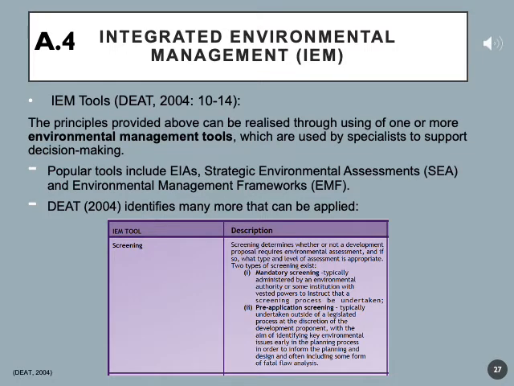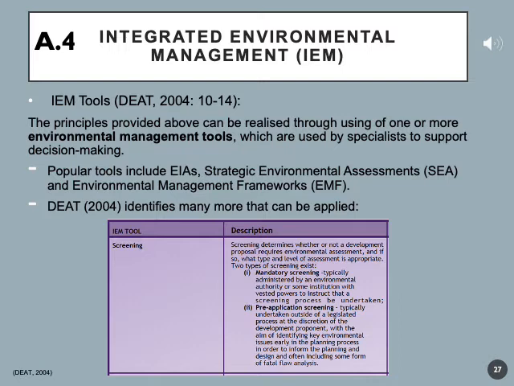We've looked at the principles of IEM, and now we look at the tools or instruments. The principles above can be realized through using one or more environmental management tools or instruments, which are used by a specialist to support decision making. Popular tools that we all know about by now are environmental impact assessments, EIAs, strategic environmental assessments, SEAs, and environmental management frameworks, EMFs. But there are a whole lot more, so DEED identifies many more. Let's look at them.